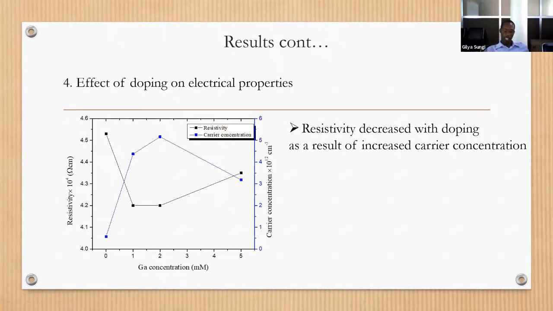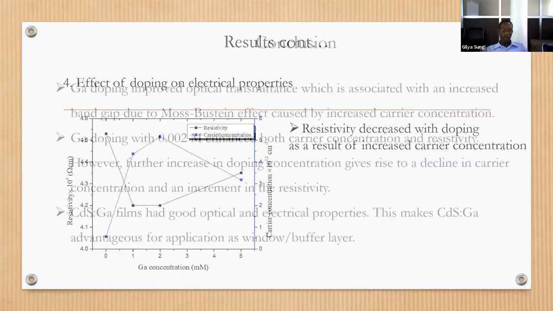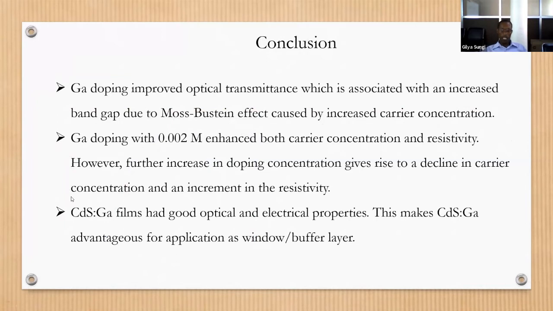So generally, we can say that the doping of cadmium sulfide with gallium had an effect on the transmittance and electrical properties we have seen. The optical transmittance improved. The improvement in optical transmittance can be associated with an increase in the band gap as a result of increased carrier concentration for the doped films. So gallium doping with this concentration is 0.002 molarity.